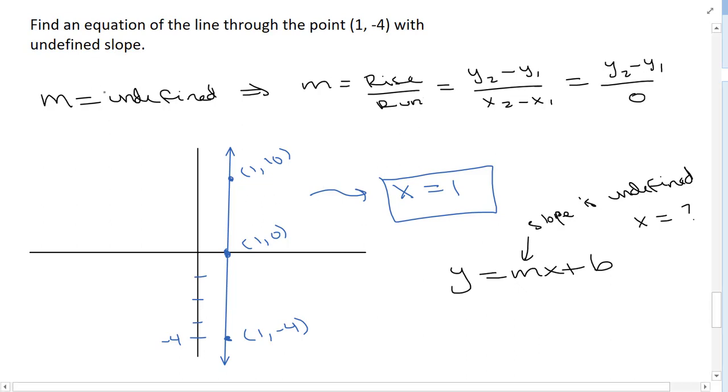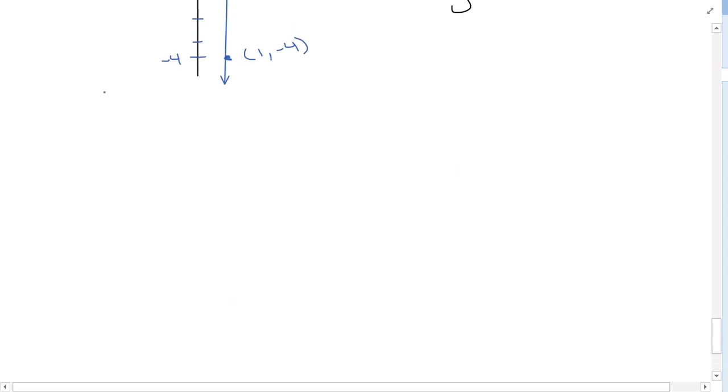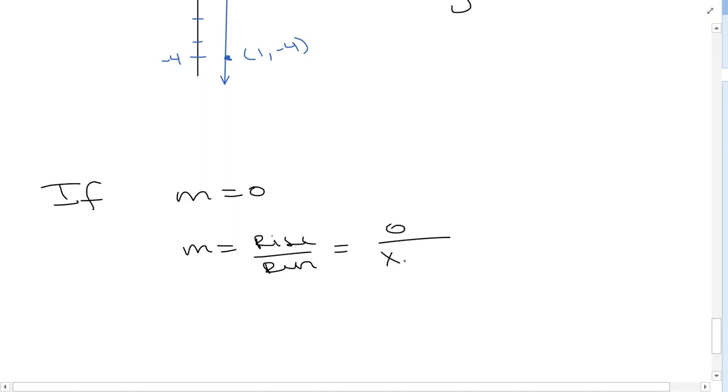If the slope was 0, so side note here, if m was 0, then when you have rise over run, this will be 0 over x2 minus x1. So now there's no rise, there's only a run. So what kind of line is this going to be? Right now it's not moving up and down because there's no rise, but it does have a run. It's moving left to right. So this is going to be a horizontal line at whatever your y value is.